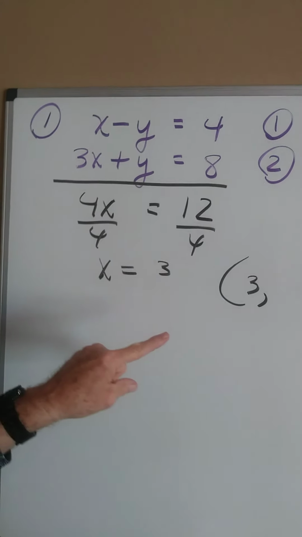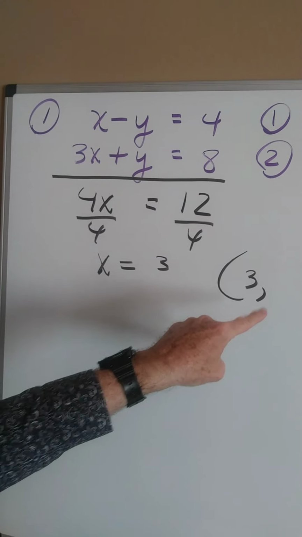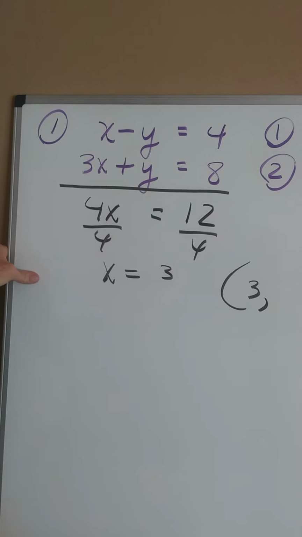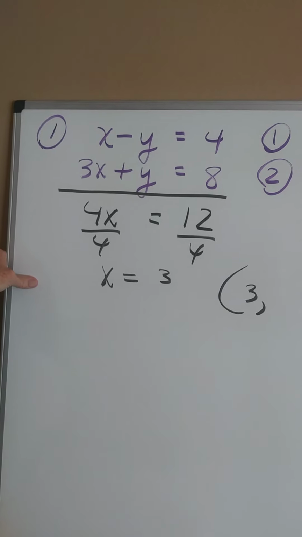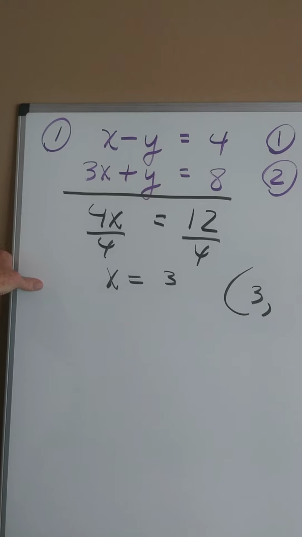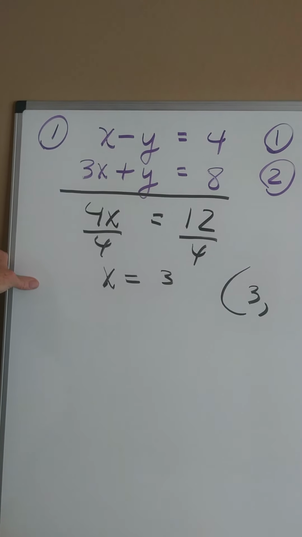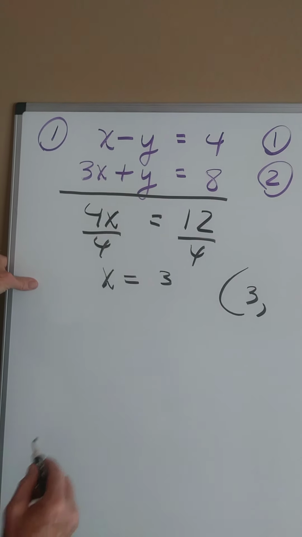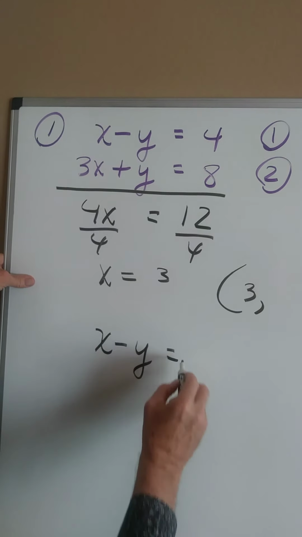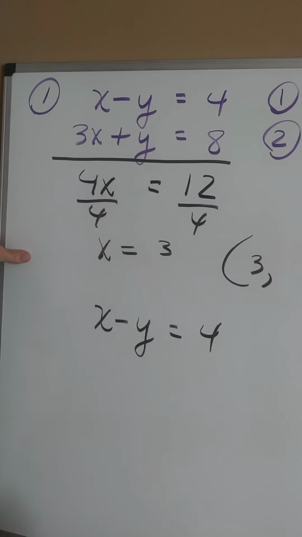And then to find our corresponding value of y, you go up to the system and you pick either one of those equations. I'm going to repeat, you pick either one. It doesn't matter whether you pick number 1 or number 2. I'm going to go ahead and pick number 1, and I'm going to bring it down right here. x minus y is equal to 4.